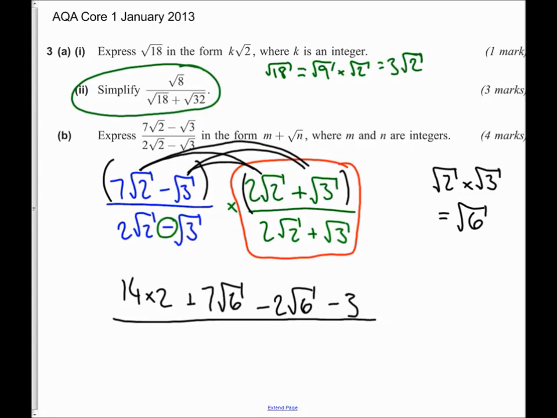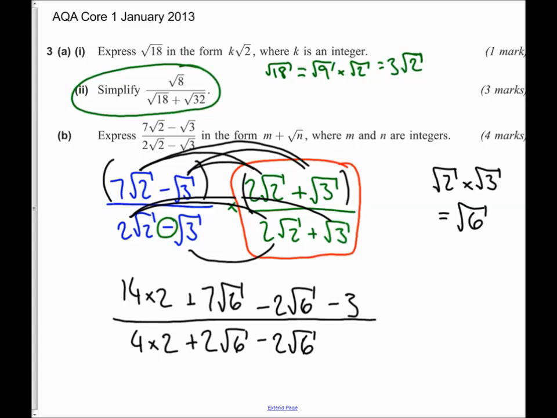I'm going to do the same on my denominator. I'm going to do 2 root 2 times 2 root 2 gives me 2 times 2 is 4. Root 2 times root 2 is just 2. And then 2 root 2 times root 3 is plus 2 root 6. And then when I multiply out this one, I'm going to get minus root 3 times 2 root 2. Well, that's going to give me minus 2 root 6. And minus root 3 times plus root 3 is minus 3.